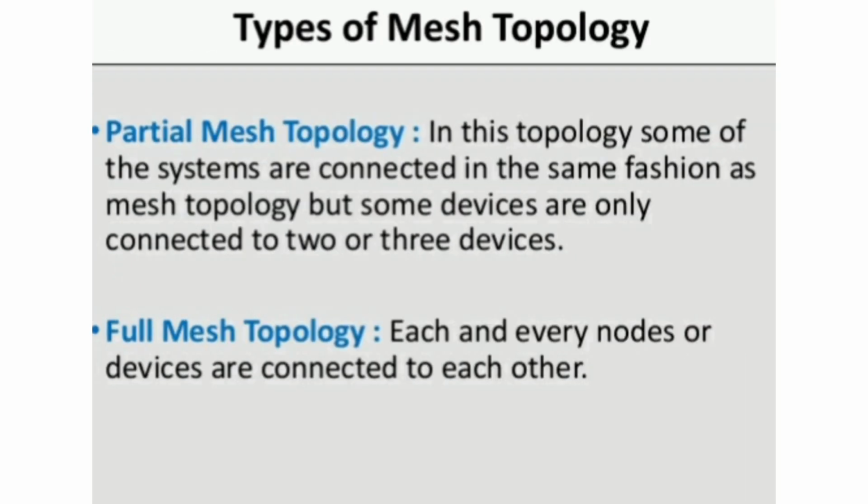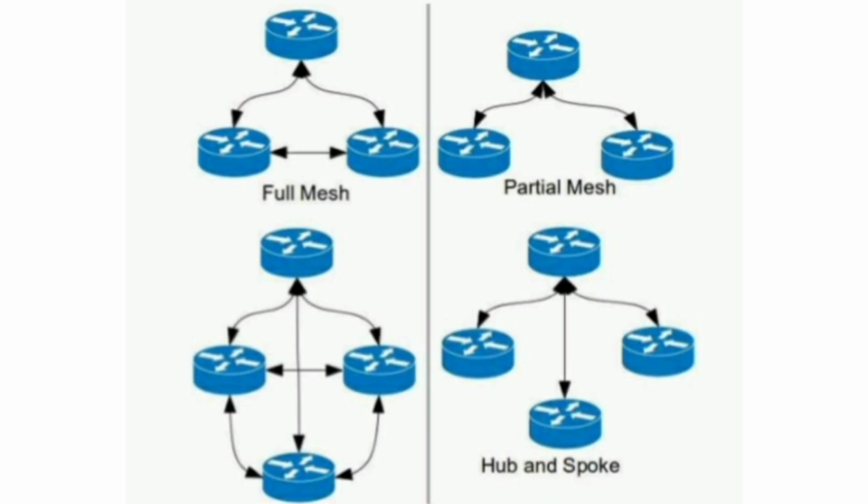So there are two types of mesh topology, that is partial mesh topology and full mesh topology. In the partial mesh topology, the systems are connected in the same fashion as the mesh topology, but some devices are only connected to two or three devices, and in full mesh topology, each and every node or device is connected to each other. So here is a diagram that shows full mesh and partial mesh topology.